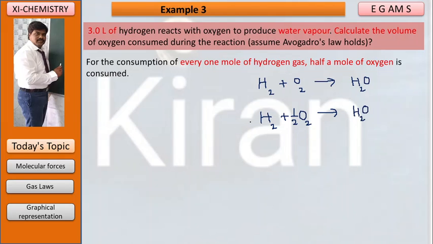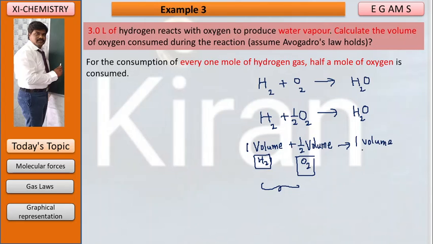It means 1 mole means 1 volume. 1 volume of H2 is utilized in this reaction, right? How many volumes of oxygen is utilized? Half volume of O2 is involved in this reaction. Finally, we are not discussing water. We need, based upon the question, this one. Anyhow, you can write 1 volume of water is forming. 1 volume of H2O is obtained. When you understand this equation, it is easy to solve this question.